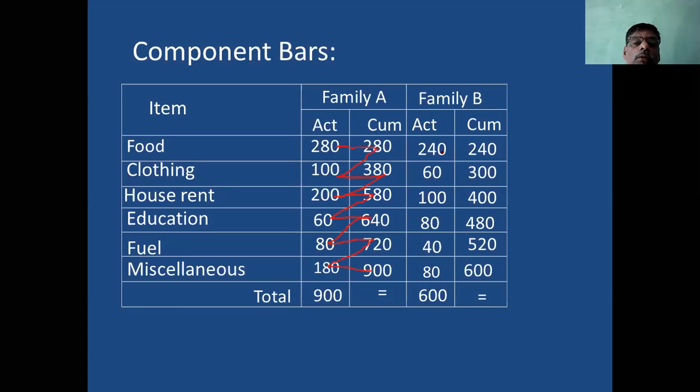In this way you have to calculate: 240, 240 plus 60, 300, 300 plus 100, 400, 400 plus 80, 480, 480 plus 40, 520, 520 plus 80, 600. Like this, you have to calculate the cumulative value. Okay. On the basis of this cumulative value, you prepare the table and graph.